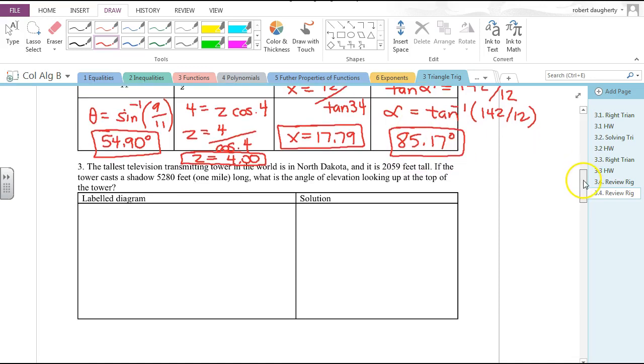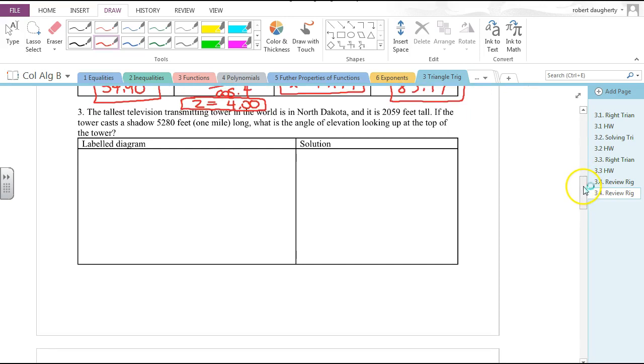And then we move into the applications or word problems. Each of these is just begging you to draw a right triangle. That's the key to solving this. Tallest television transmitting tower in the world is in North Dakota. It is 2,559 feet. If the tower casts a shadow 5,280 feet, 1 mile long, what is the angle of elevation looking up at the top of the tower? So you've got a television tower. It casts a shadow. That makes your right triangle.